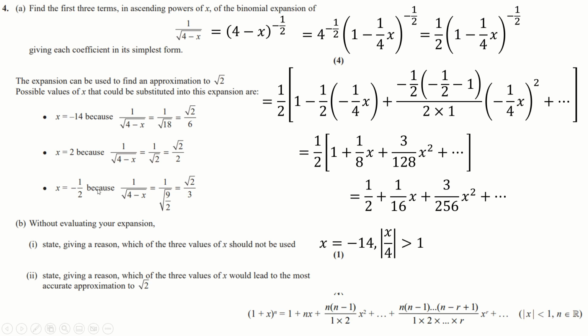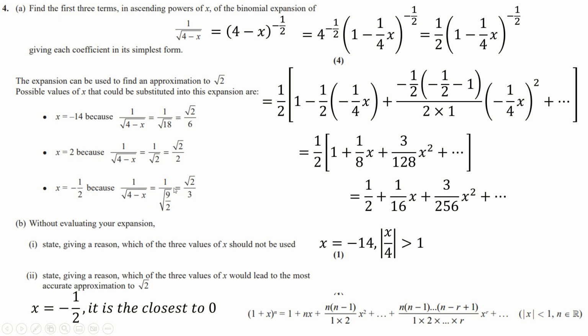Now, which of the other two is better? Both of the other two are fine with this, right? Because minus a quarter times 2 is minus a half, which has a modulus of less than 1. And of course, minus a half also works and makes an eighth. So both these work. The best one will always be the one that's nearest to 0. So this will be the best one here.